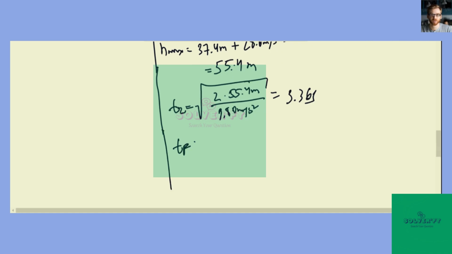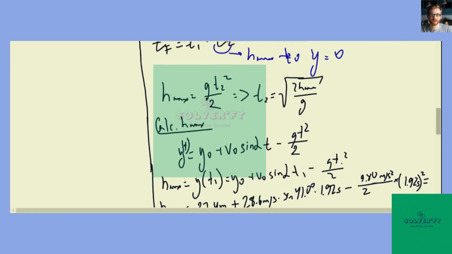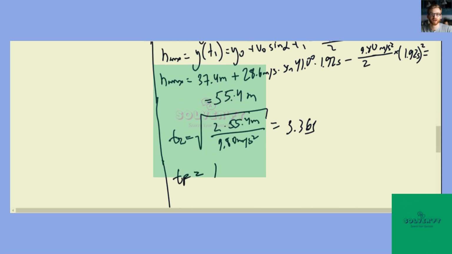Then the total time of the flight equals t1, which is 1.92 seconds, plus 3.36 seconds. We can calculate this number now. It equals 5.28 seconds.